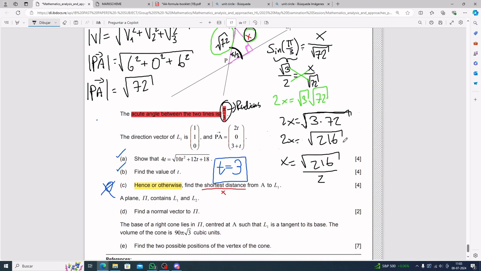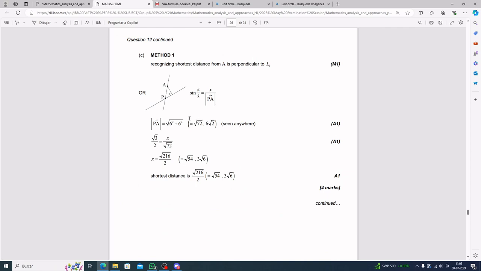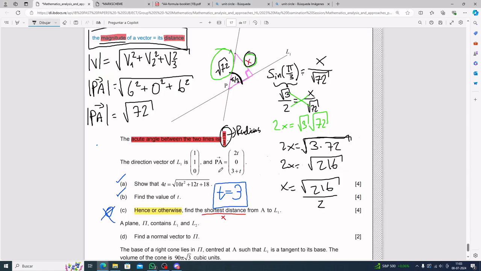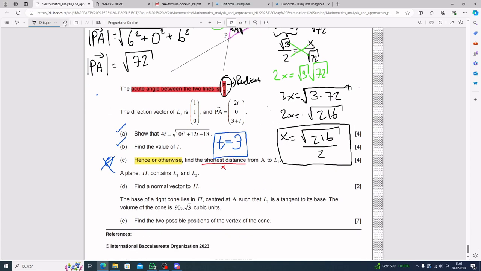Now we should probably try to simplify this as much as we can. And looking at the mark scheme, let's see how far we have to go. Well, you don't have to go that far actually. You can just leave it like this. So leaving it as square root 216 divided by 2 is good enough. If you want to simplify it more, it seems like you can. For our interests, we will just leave it like that. So there's my value for x, and that would be for part C.